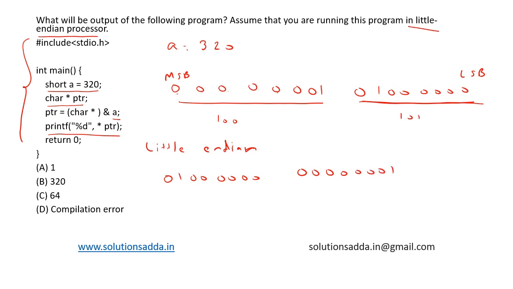Now what happens here is that this is a character pointer. So PTR, since it's a character pointer, on dereferencing it will output a single byte and it will be pointing to this particular byte. So the value at this address is 64. So it will print the value 64. So based on the options, option C is the correct answer here.